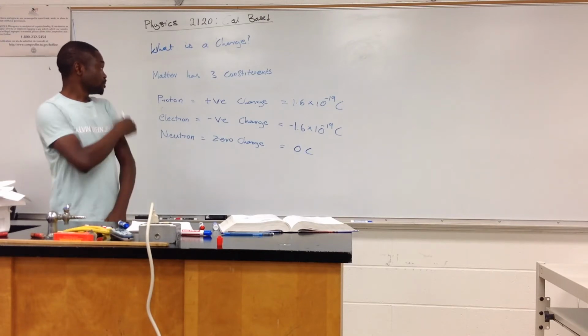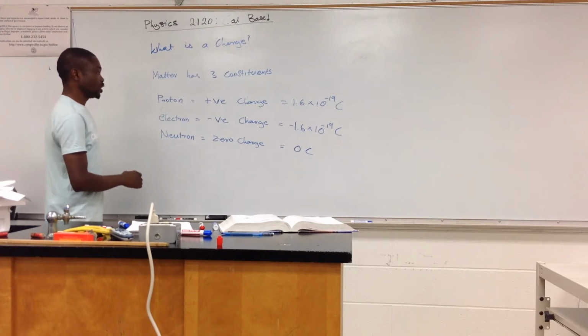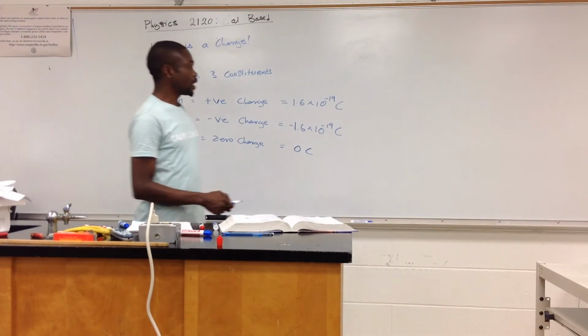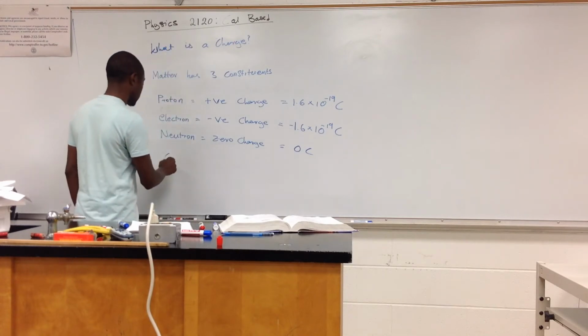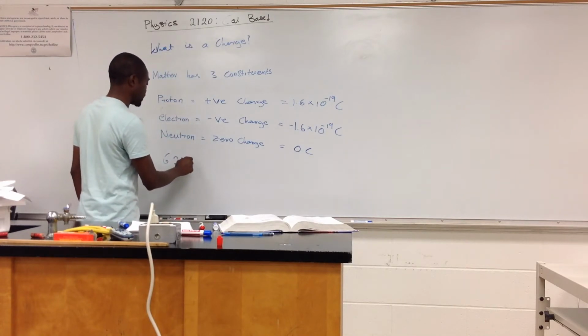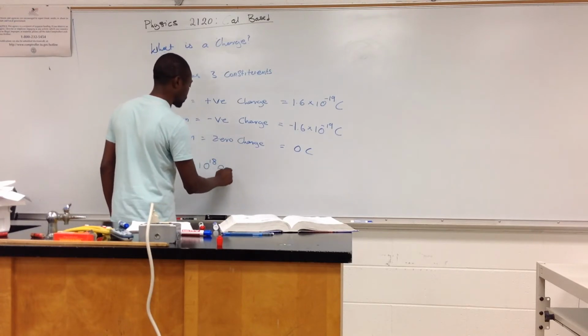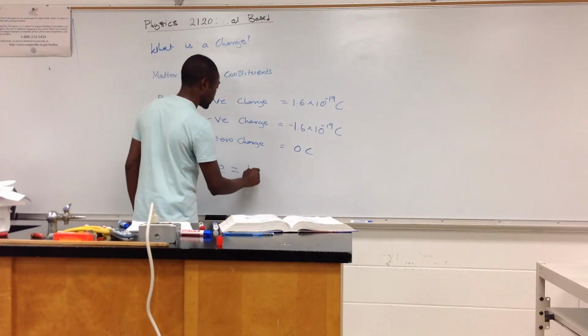The unit for a charge is what we call coulomb. There are about 6.28 times 10 to the power 18 electrons in 1 coulomb.